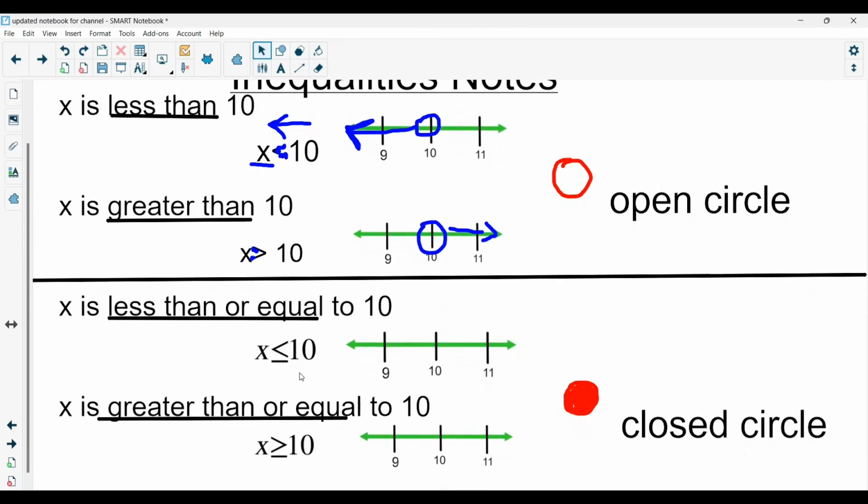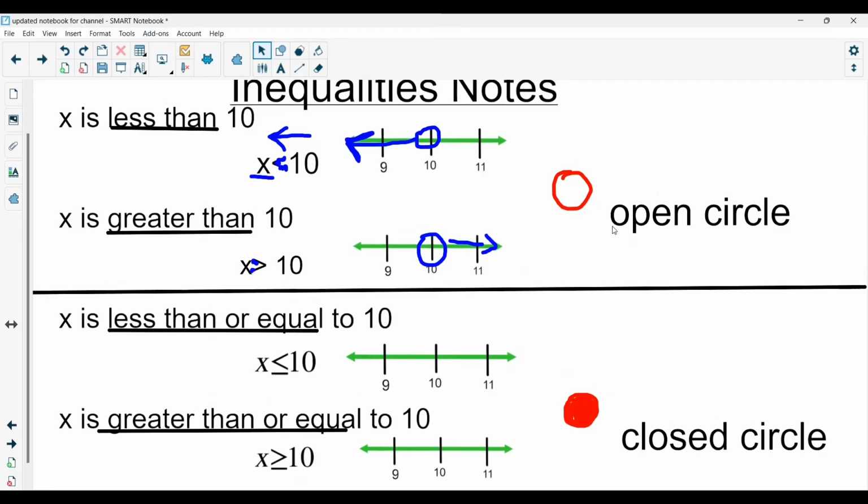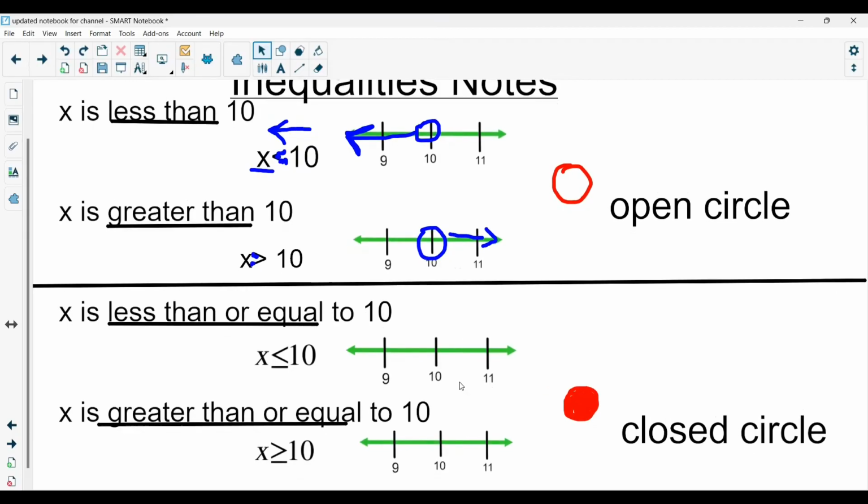So now we're looking at something different. It says X is less than or equal to. Whenever you see the words "or equal to," it's going to be a closed circle. Remember, the open circle was just for less than or greater than. But the closed circle would be for less than or equal to or greater than or equal to on the number line.